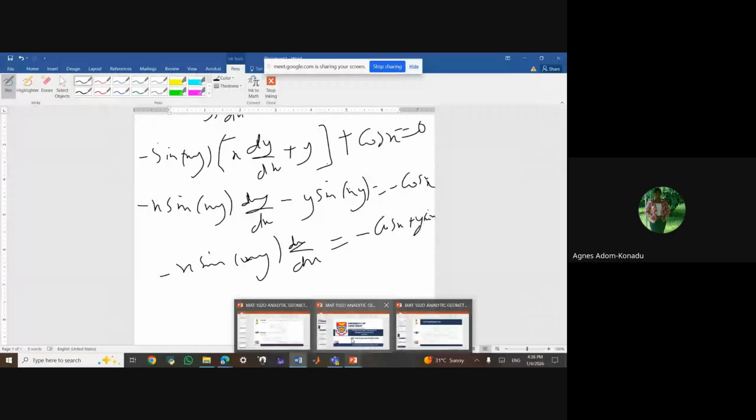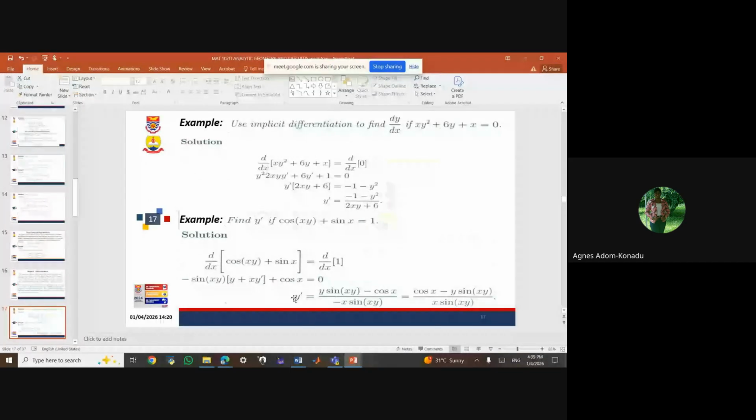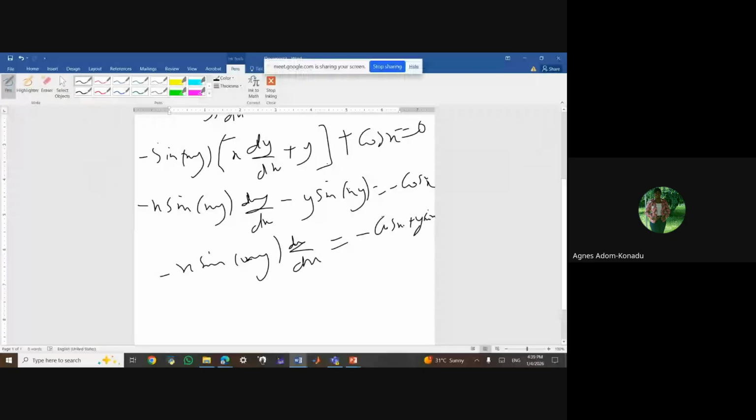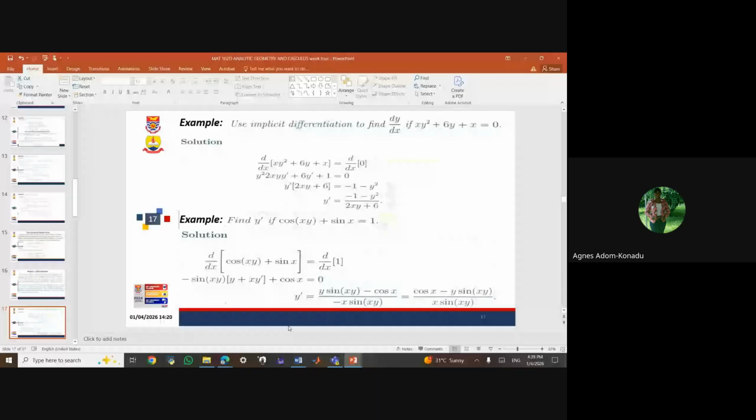Okay. So your dy dx will be dy dx or y prime. So as I did, I had negative sine xy into y plus x y prime plus cos x equal to 0. Okay. So this comes to be minus x sine xy. Please, when you simplify this, you are supposed to get that. Okay. So you have minus cos x plus y sine xy. Then you divide through by this. So that's what you're supposed to get. Okay.